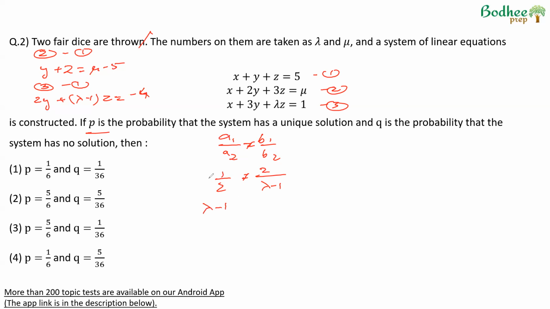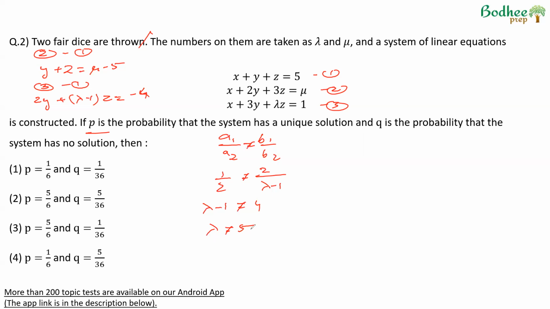P is the probability that the system has a unique solution. Okay. So lambda minus 1 should not be equal to 4, so lambda should not be equal to 5. What is the probability that lambda is not equal to 5?